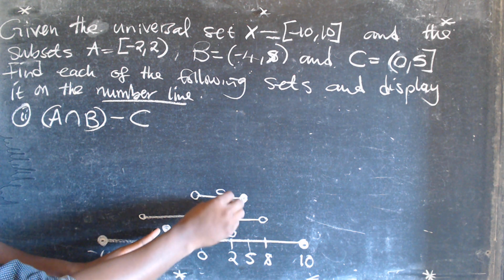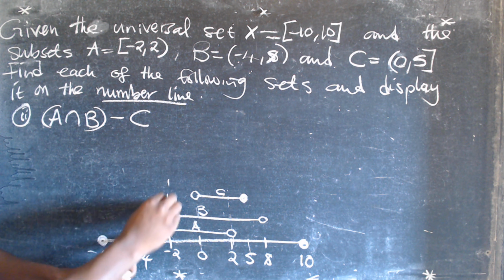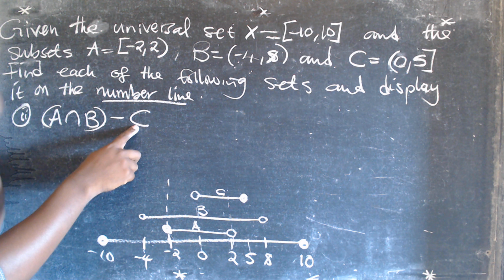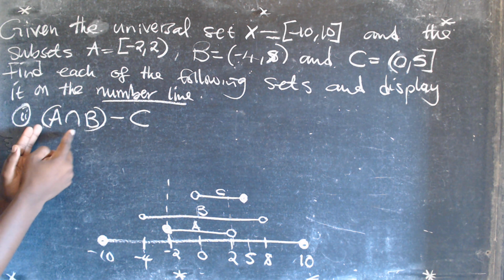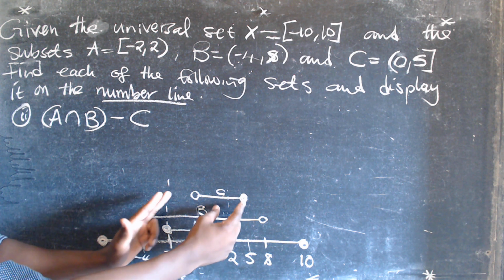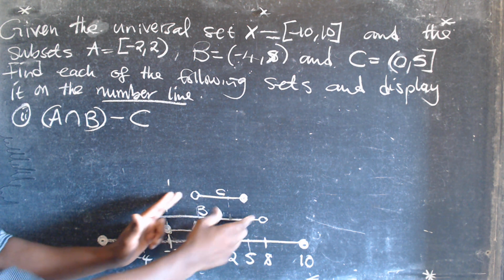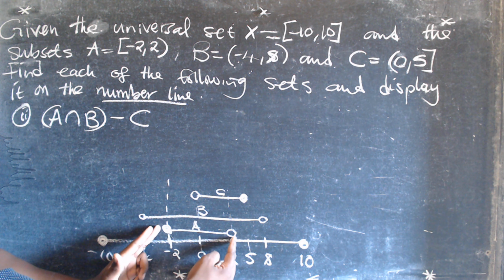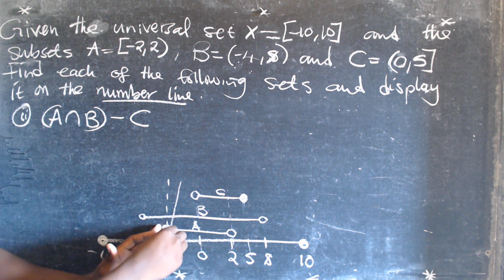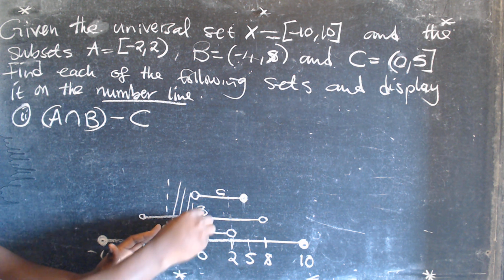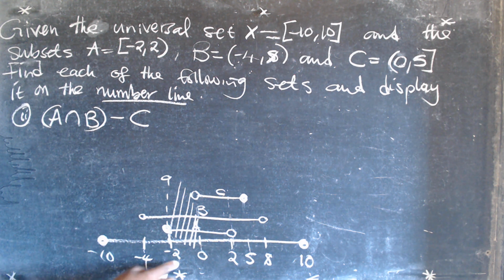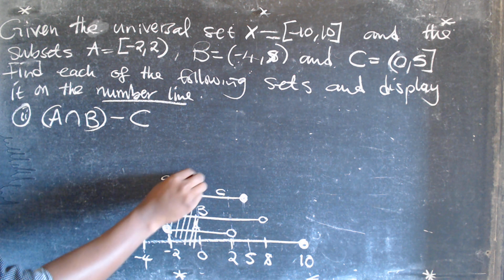Now, since this one is A intersection B, we are subtracting C. By using set difference, you remove C from A intersection B, and we're saying that A intersection B is this one here. We're removing C. So when you remove C from this part, which is A intersection B, you remove this C here. We're just going to remain with this part here. So we are remaining with this part from negative 2 to 0.